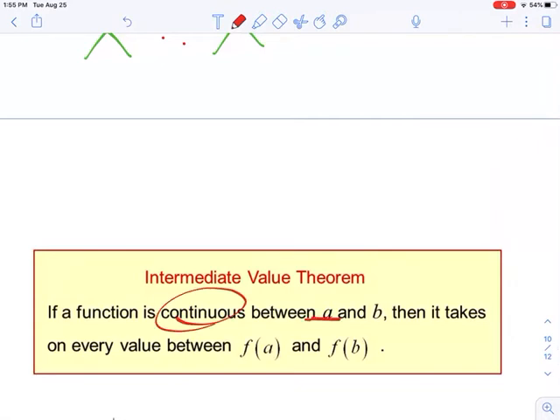As long as we have a continuous function, okay? And I'll let you write this down first before I show you a picture. So if a function is continuous between a and b, then it takes on every value between f of a, that's a y value, and f of b, that's a y value.